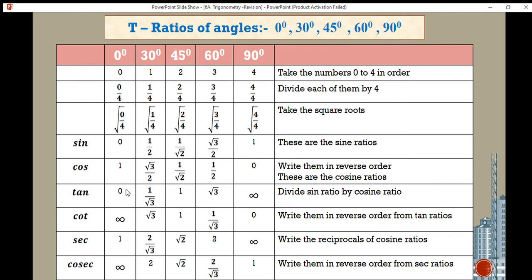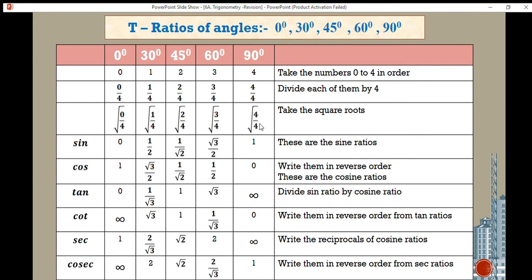And then when you want to write for tan, you just have to take this ratio. Sine upon cos is tan. 0 upon 1 is 0. Half upon root 3 by 2 is 1 by root 3. 2 gets cancelled. 1 by root 2, 1 by root 2, they both get cancelled. It is 1. Again, sine upon cos, tan 60, 2 gets cancelled. It is just root 3.